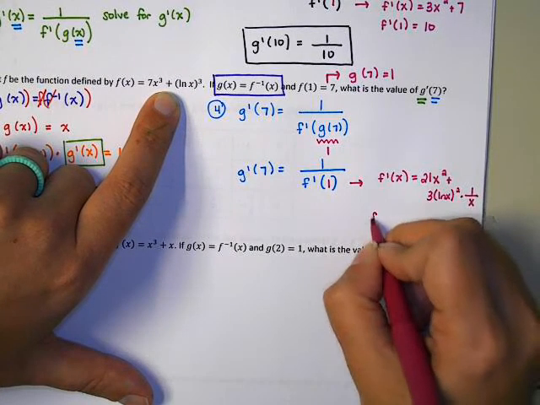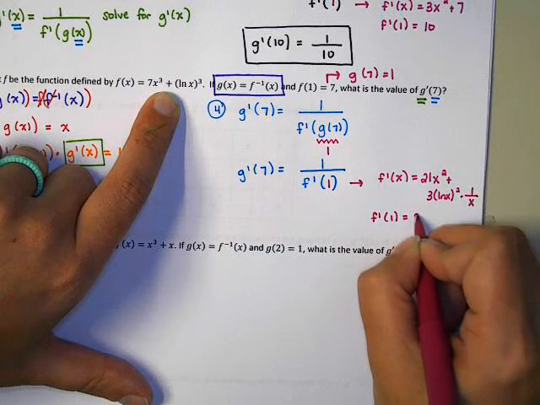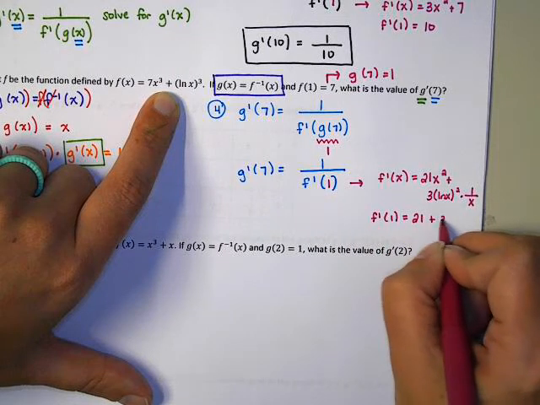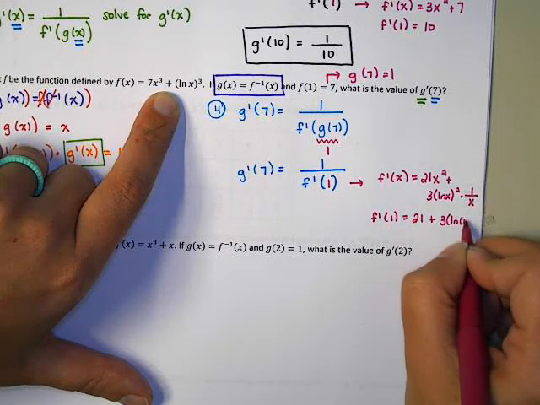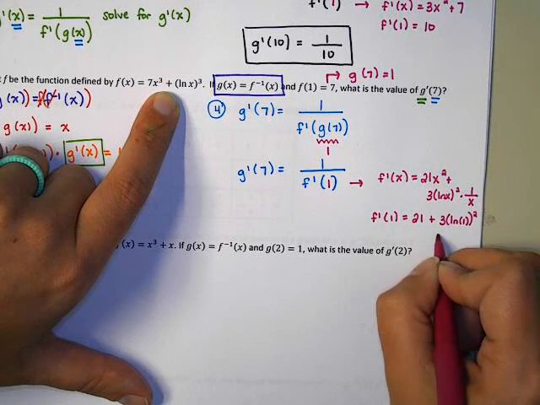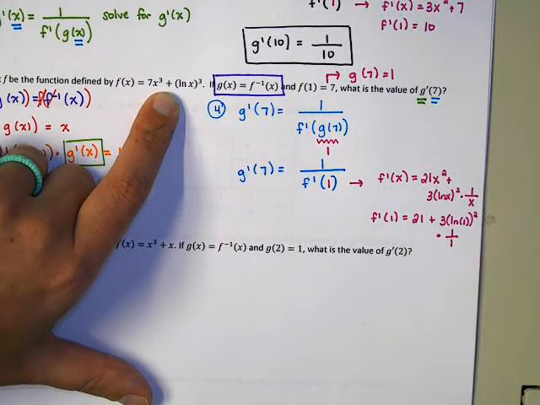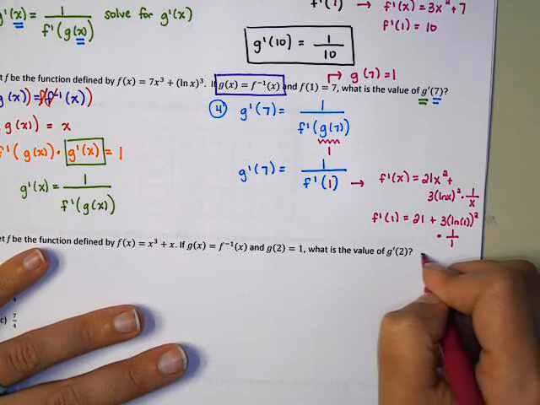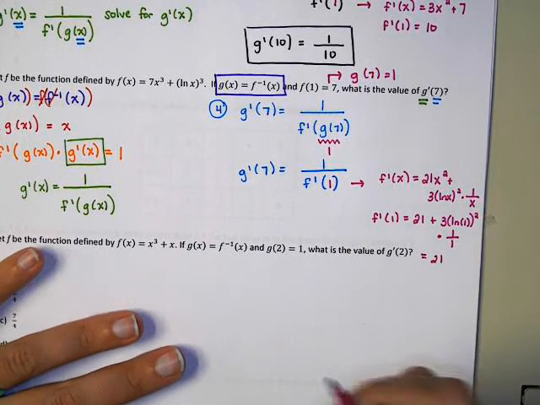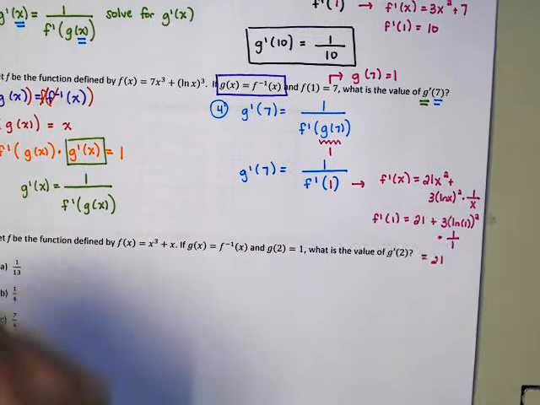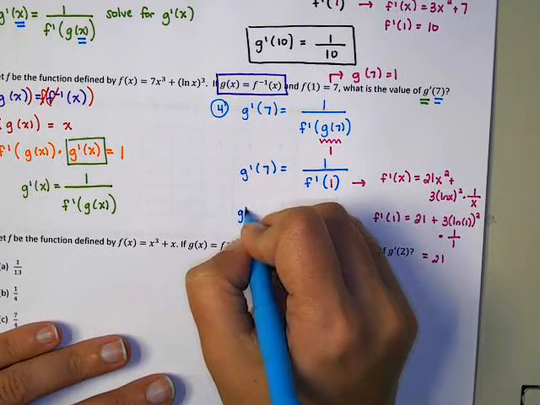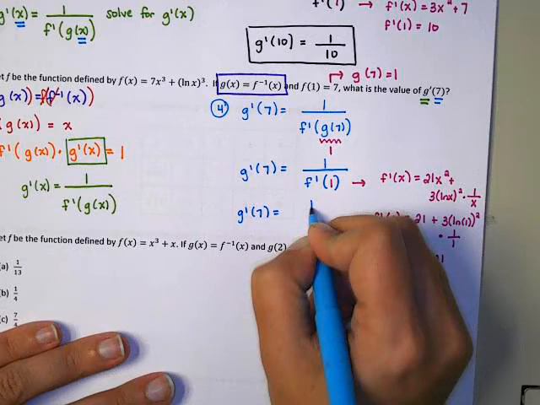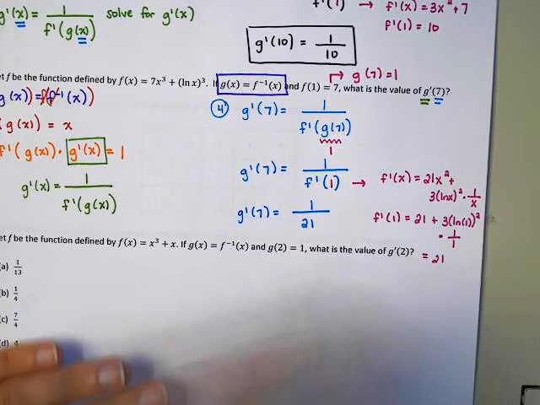If I plug in the number 1, I'm going to have 21 plus 3 times the natural log of 1 squared times 1 over 1. Now the natural log of 1 is 0, so this would just be 21. So my final answer here would be g prime of 7 equals 1 over 21.